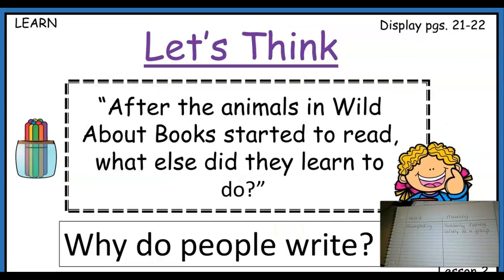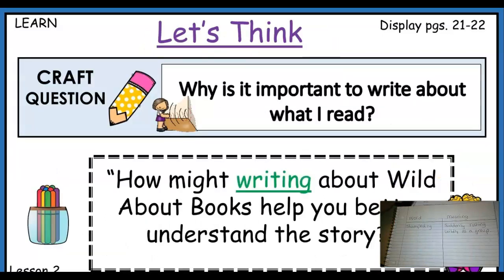So let's think. After the animals in Wild About Books started to read, what else did they learn to do? At the end, they were what? Yes, they were writing. Why do people write? Why is it important to write about what I read? How might writing about Wild About Books help you better understand the story? When you write about it, you are reviewing that back in your mind and you're practicing it so you understand the book better. Just like the animals, they would read and then all of a sudden they wanted to write their own books.